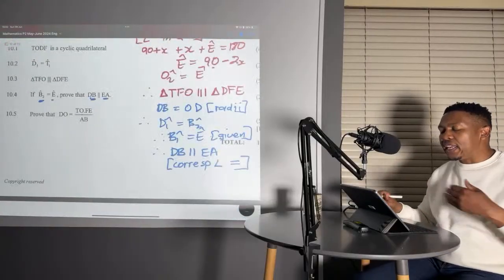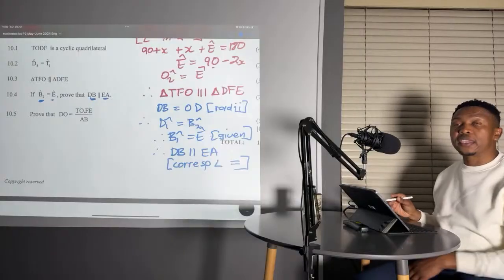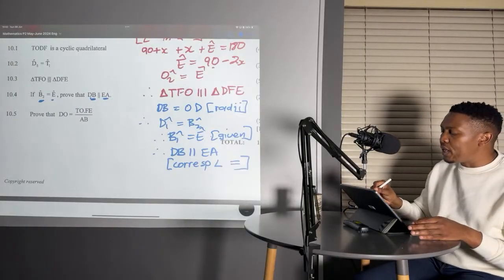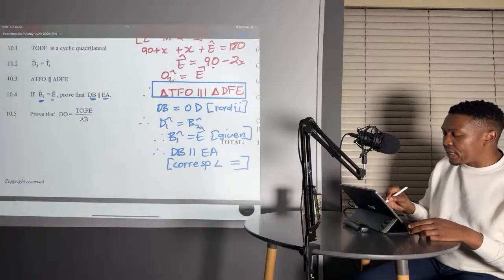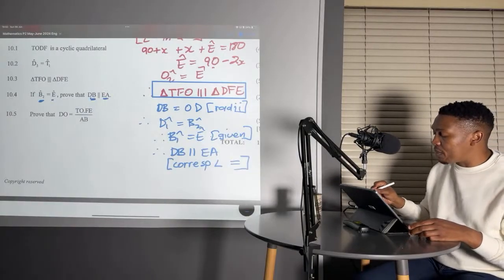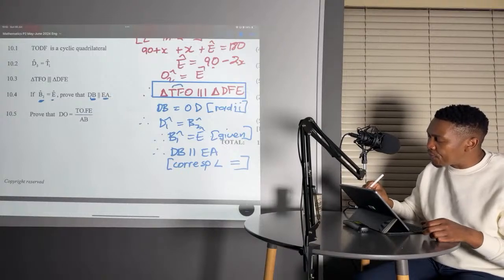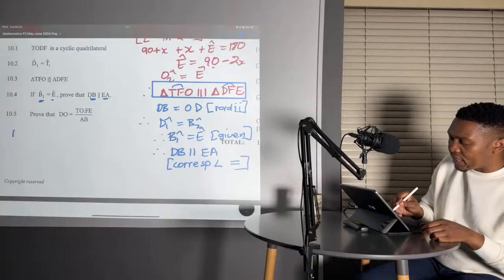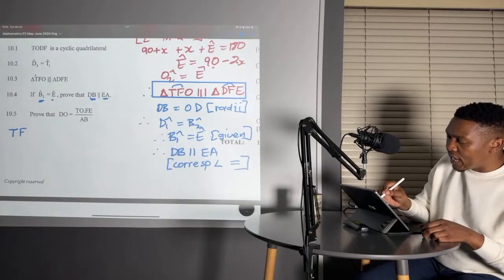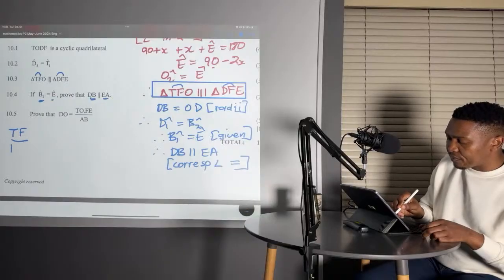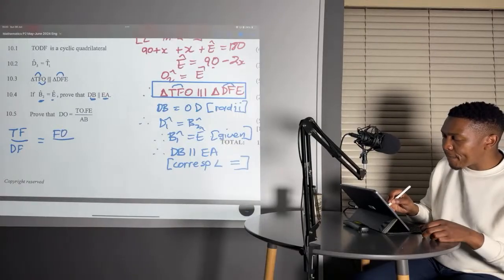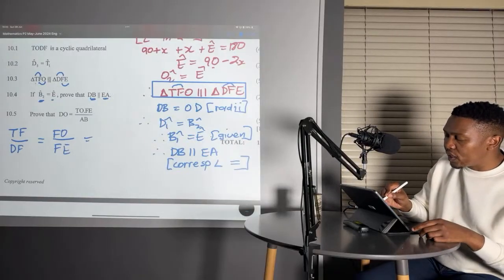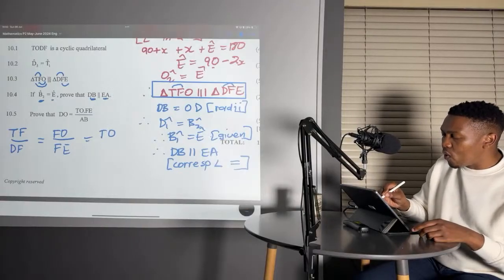All right. And finally, guys, they want us to prove that entire thing. Where you actually start should be on your similarity. So what I'm going to do is, they say prove that entire thing. Let's start with the similarity. So remember TF over DF. So let's write that down. TF over DF would be equal to FO over FE. And this would be equal to TO over DE.